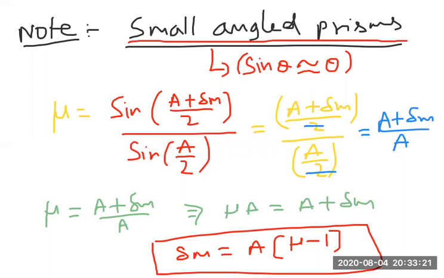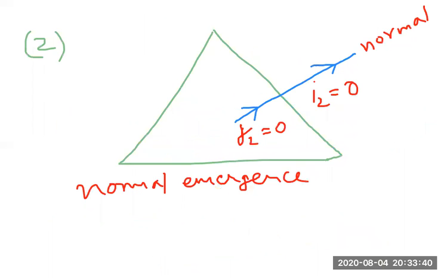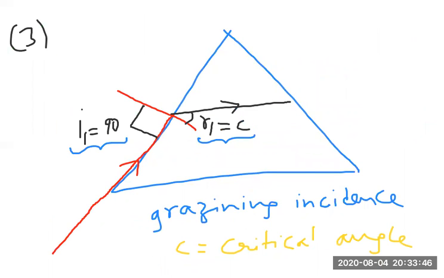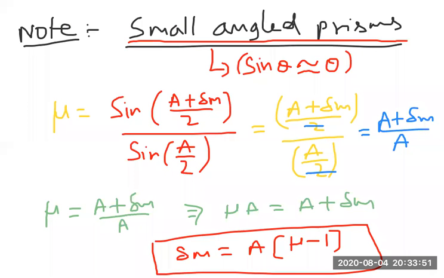These are the important points to be noted when we are going to handle prism sums. That is what I discussed: first normal incidence, then normal emergence, next grazing incidence, grazing emergence, then small angle prisms. These topics are very important when we are dealing with prisms. From the objective point of view, these 5 points are very important.